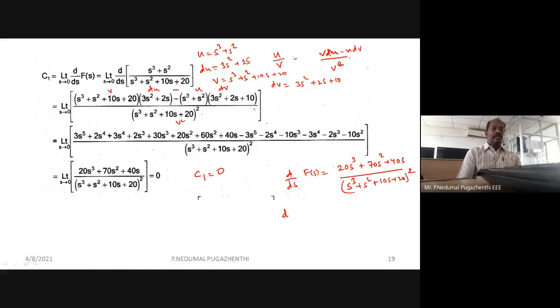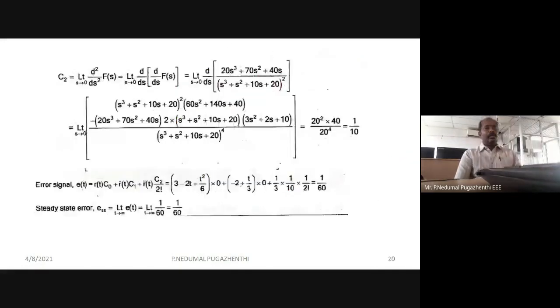Again, if you want to differentiate that, d squared by ds squared of f of s, then it is d by ds of this entire term. You have to differentiate that again. It looks like a u by v formula, so you can use the same way. Finally, we have some constant terms in the numerator. If you apply s equal to 0 for that, I am getting 20 square plus 40 divided by 20 power 4, you get 1 by 10. So I got C naught is equal to 0, C1 is equal to 0, and C2 is equal to 1 by 10.